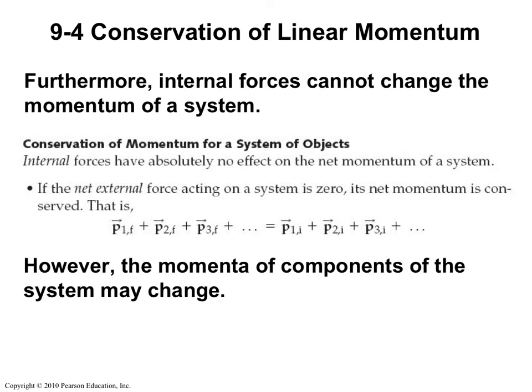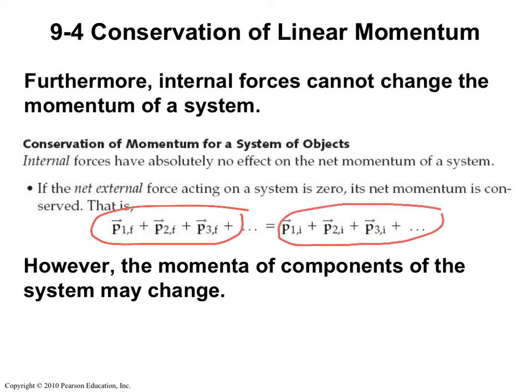Now, how is this going to affect what we're doing? The internal forces cannot change the momentum of the system. It has to be something going on outside of it. For instance, maybe something is crashing into each other, a piece is falling off, a gun is firing, so the mass is changing. So if I look at all my momentum before and all my momentum after, they're equal.